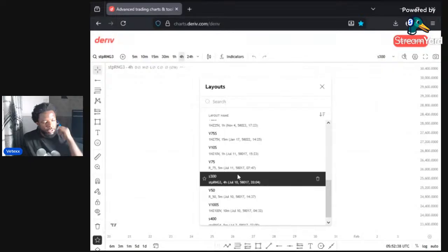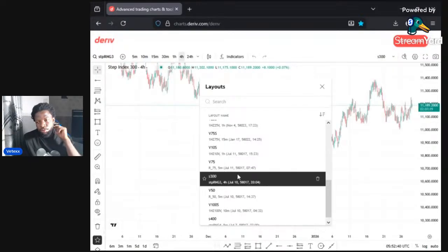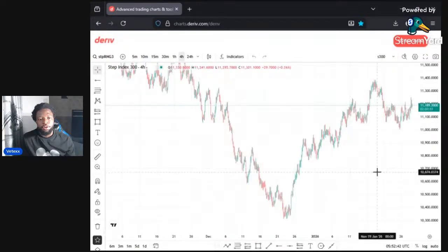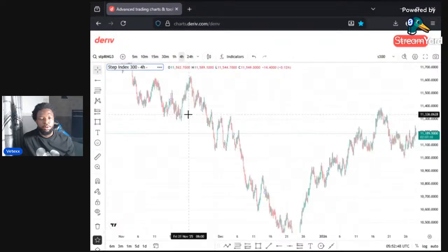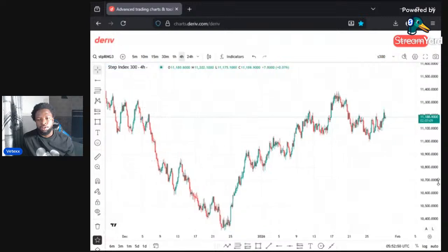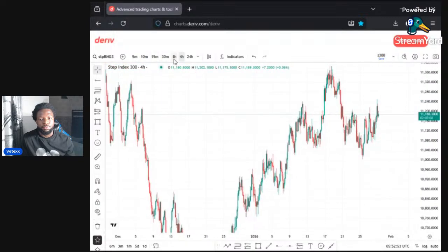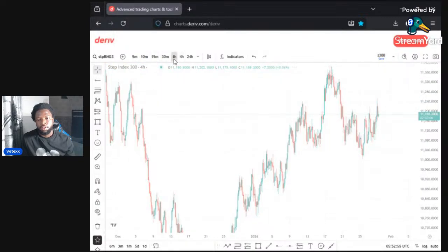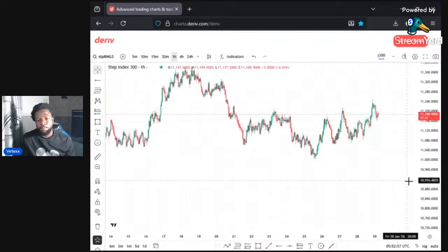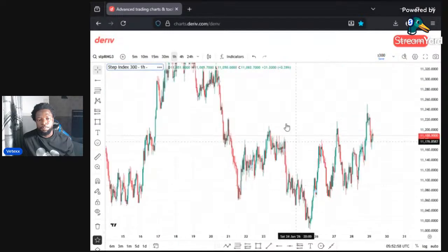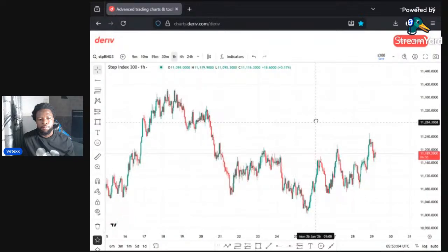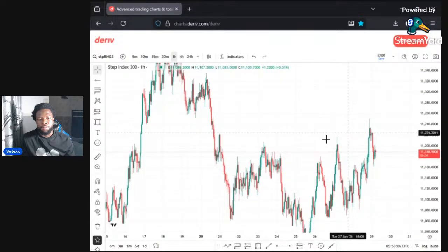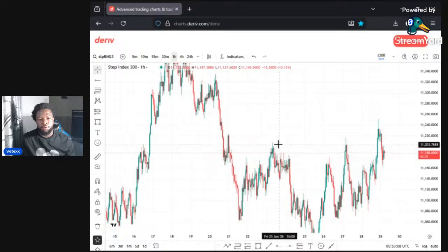Next pair is Step 300. Let's check out Step 300. Step 300 is bearish on the weekly, bearish on the 24-hour. Let's check out the 1-hour time frame. Okay, this is what you have on the 1-hour time frame.